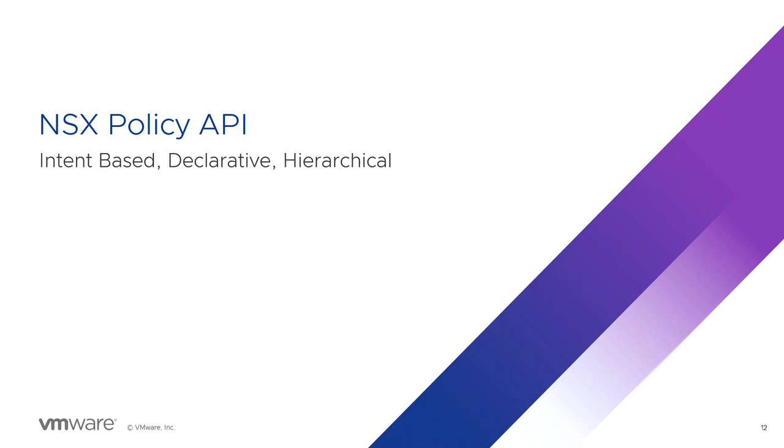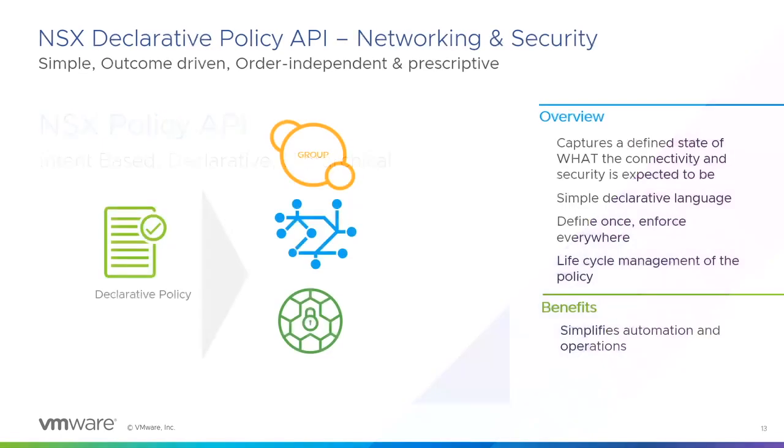Okay, so let's start by talking about one way to automate NSX, which is the policy API. The policy API is intent-based, declarative, and hierarchical. So what does it actually mean when we say declarative? Let's assume that you want to create a security rule in a security policy, and that this security policy is going to consume some security groups, okay?